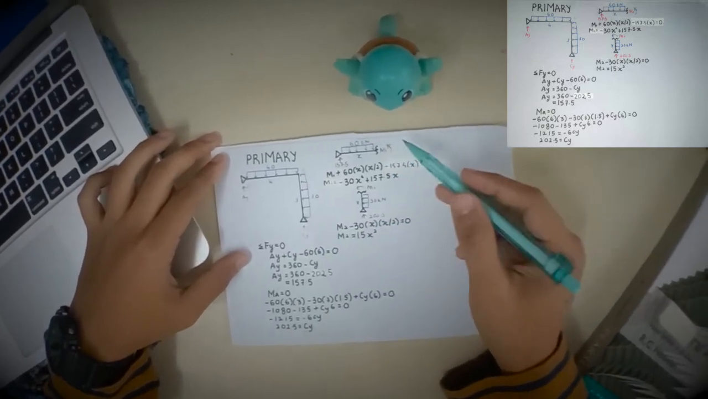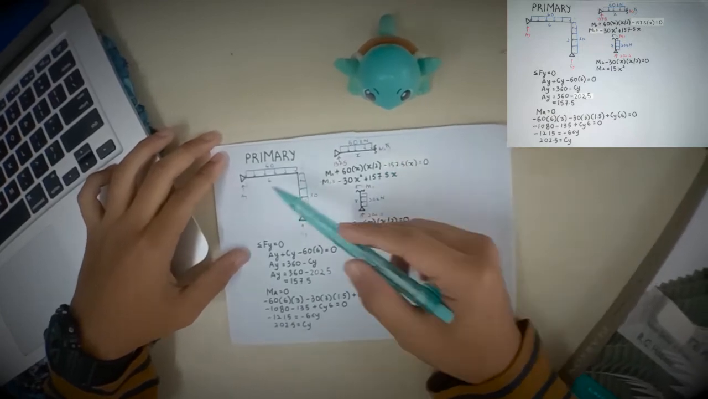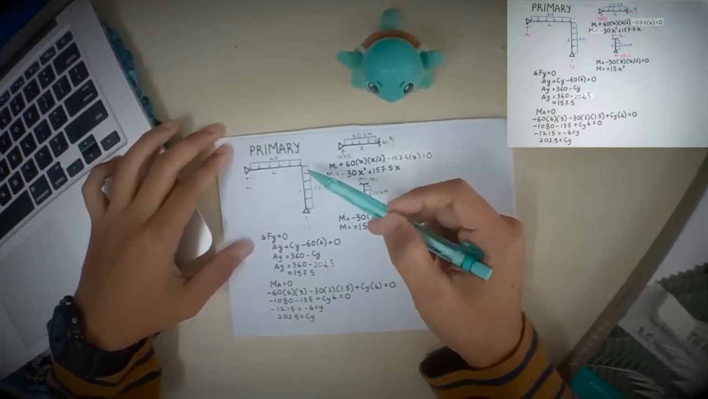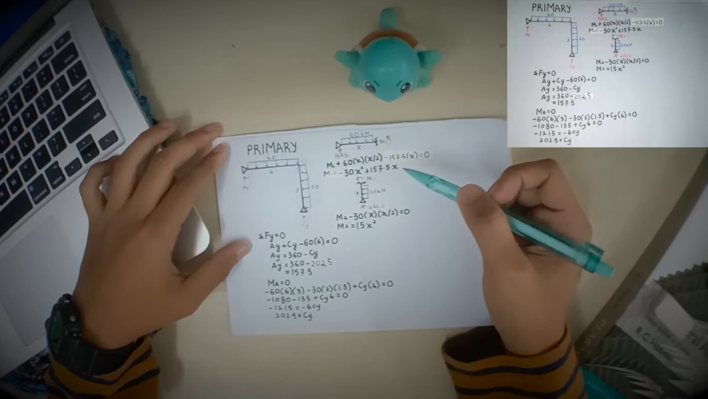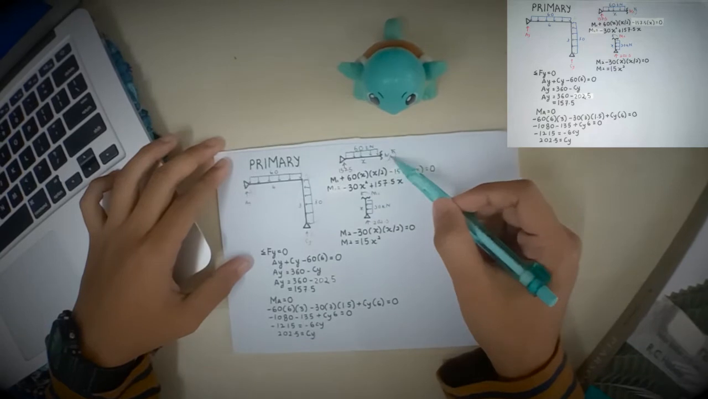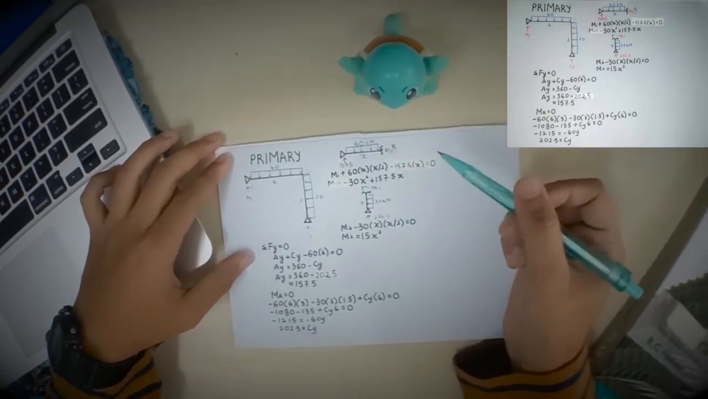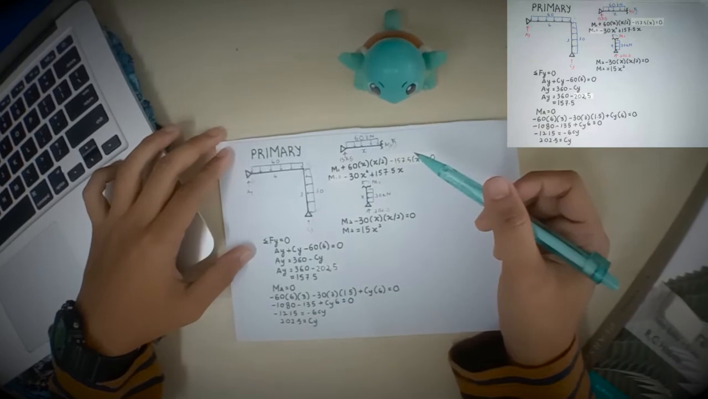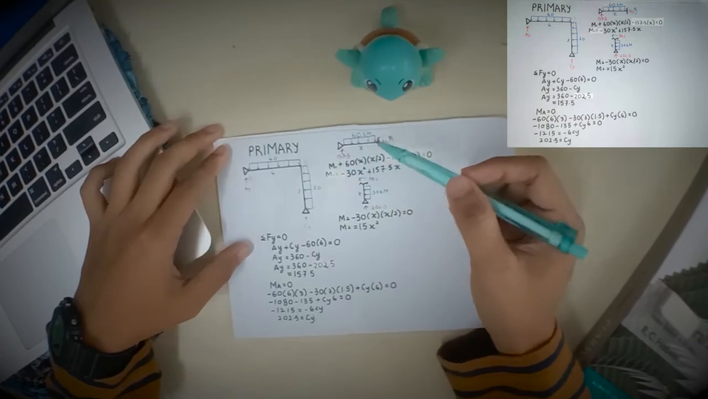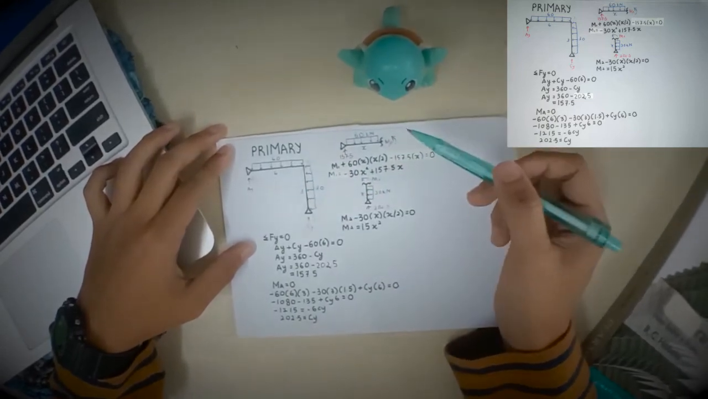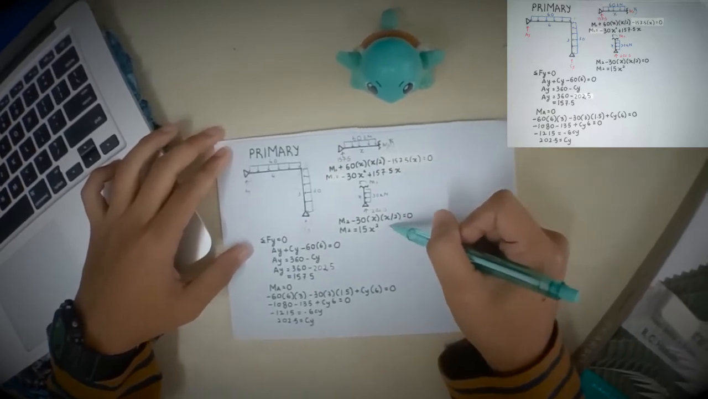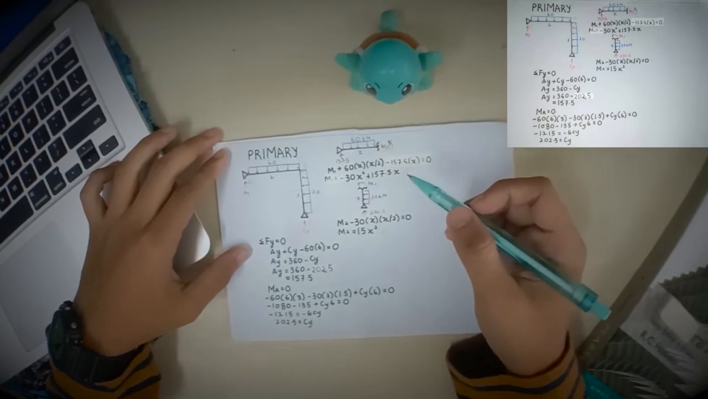To find the internal moment, we need to do a cut section for both frames here, AB and also BC. For this internal moment, we label it as M1 and M2. For the first, M1, we cut here, and for the second frame, M2, we cut here. And there's a result for M1 and also a result for M2. Right.